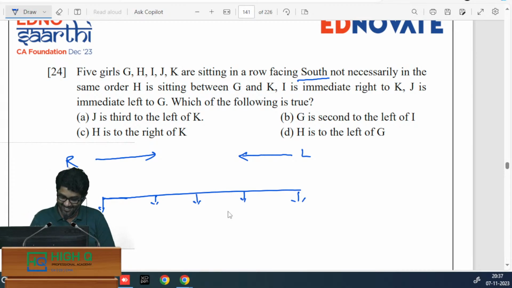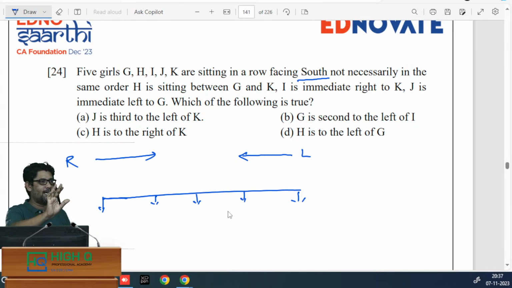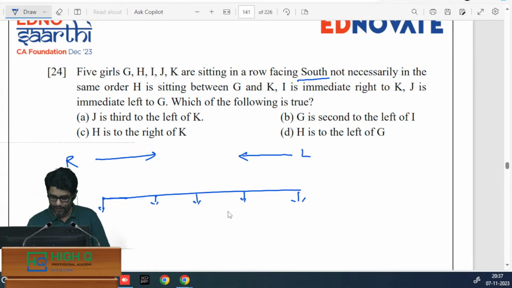Okay. Fine. Hey, you please understand. Now, everyone so far, no one was facing north. When boys were facing, no one was facing south. When boys were there, they were facing north. When men were there, they were facing north. But when girls come, facing south. See, now we have to be very careful. Now listen here. Not necessarily in the same order.